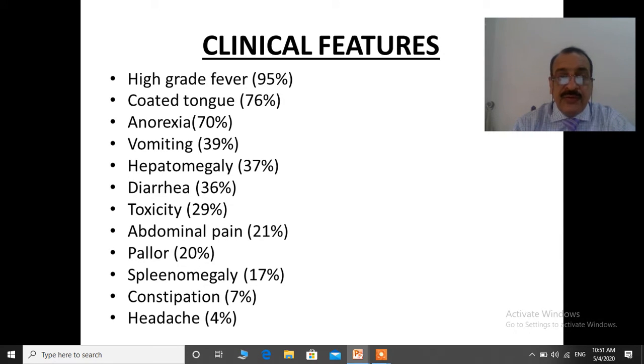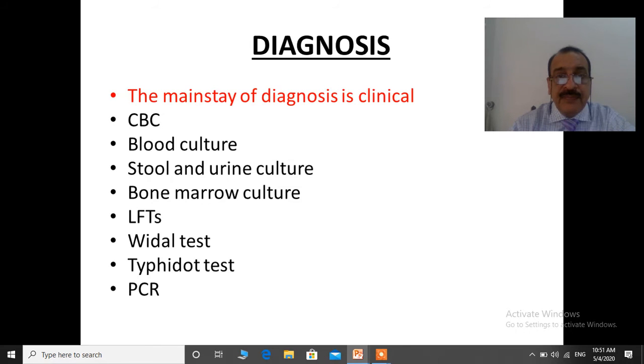So the fever is present in almost every patient. Then they have a coated tongue, they have visceromegaly and abdominal symptoms like abdominal pain. The mainstay of diagnosis of this condition is still clinical, despite new innovations in diagnosis.